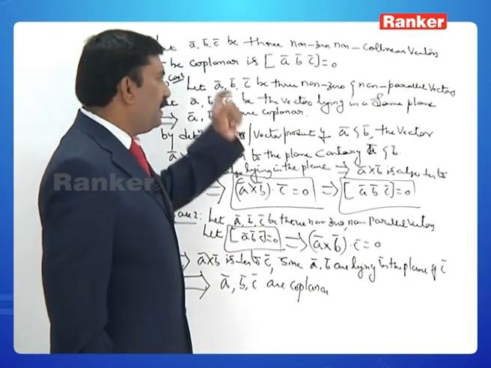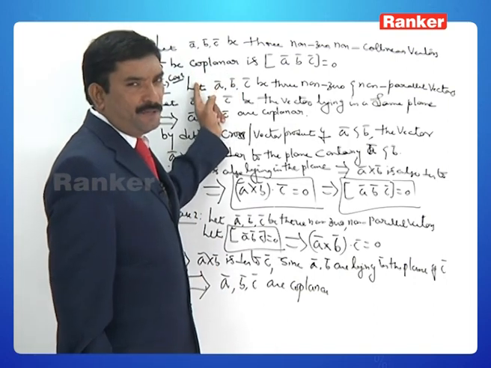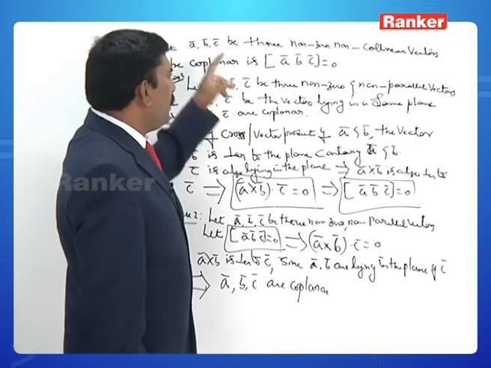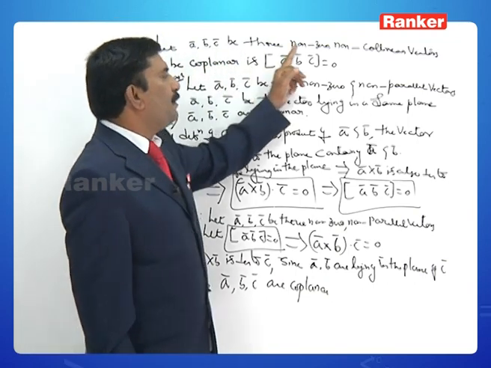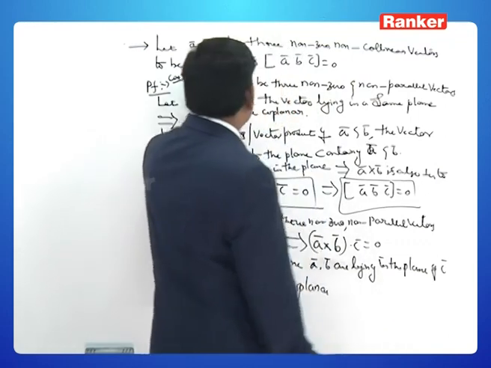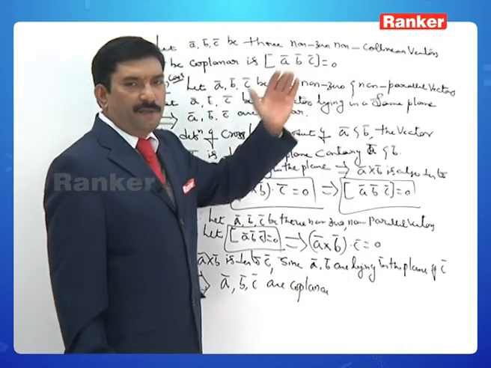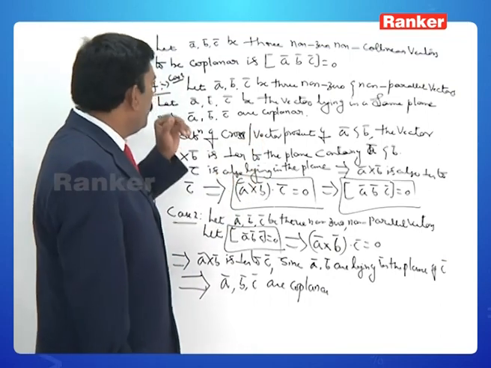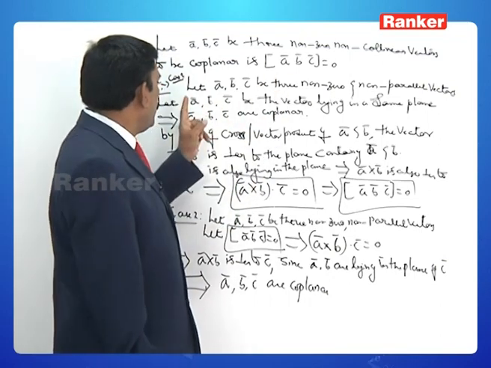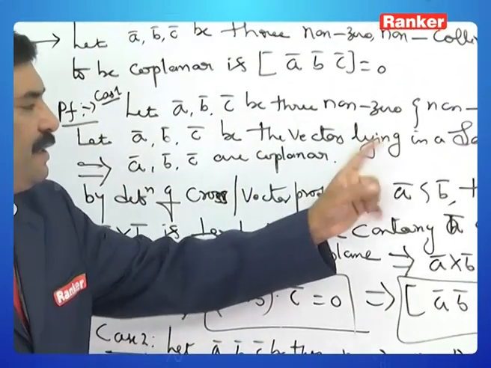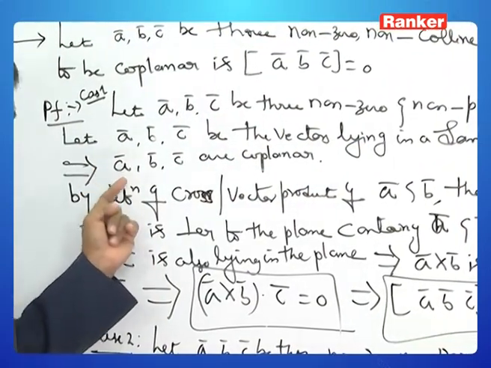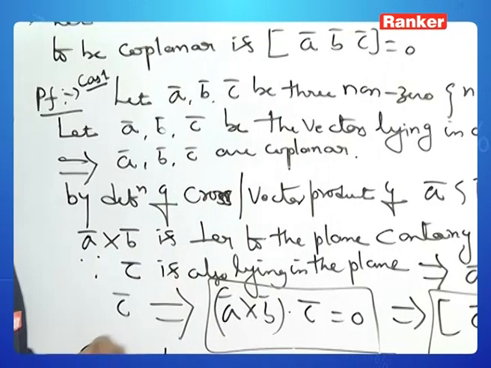Remember, the necessary and sufficient condition for three non-zero, non-collinear vectors A bar, B bar, C bar to be coplanar is box of A bar, B bar, C bar is equal to 0. Now, he has given A bar, B bar, C bar lying in the same plane, which implies we have considered A bar, B bar, C bar as coplanar.